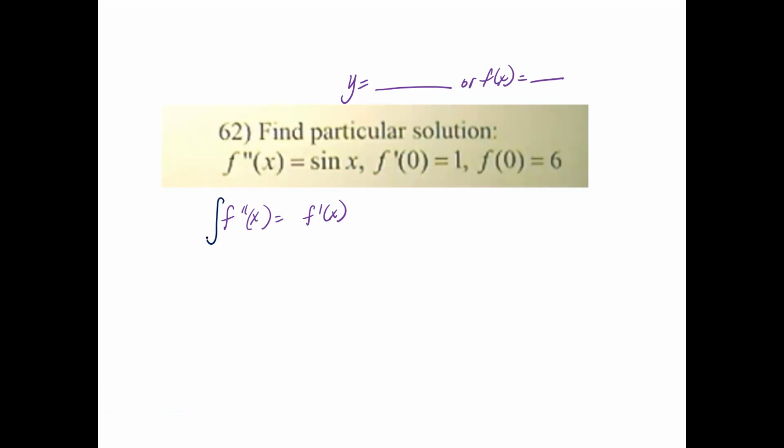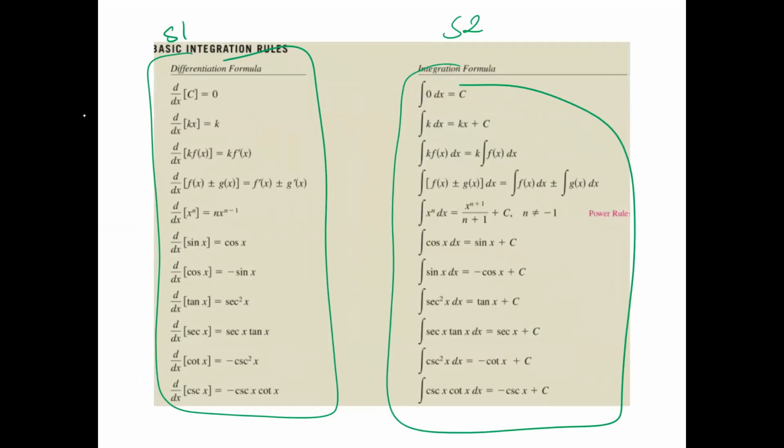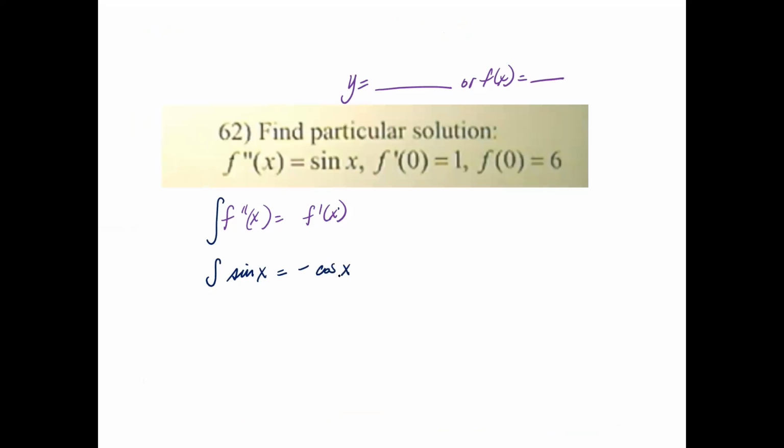Just like the first derivative, if you find the derivative of the first derivative, that gives you the second derivative. The integral of the second derivative gives you the first derivative. So what is the integration of sine x? Well, if you look at your formula sheet here, integration of sine is going to give you a negative cosine. So negative cosine x plus c equals f prime of x.